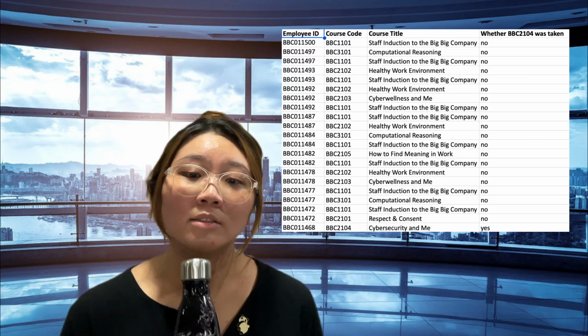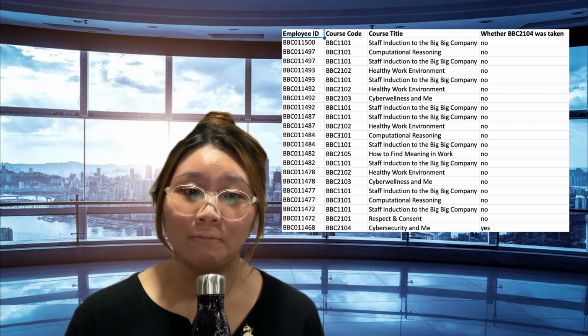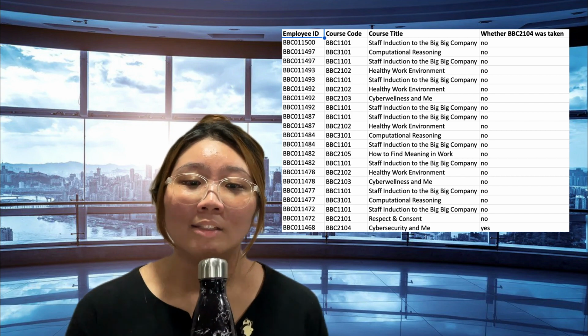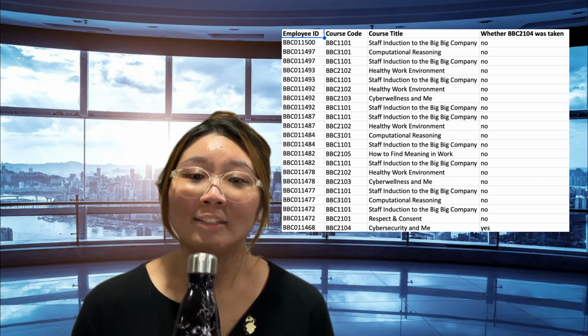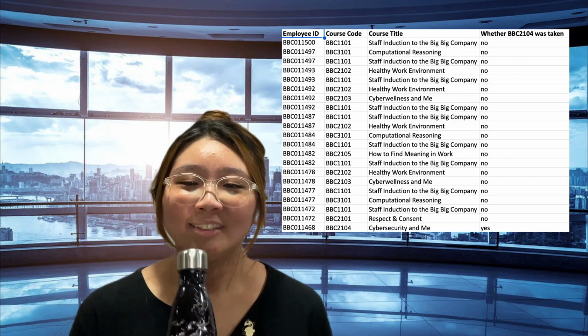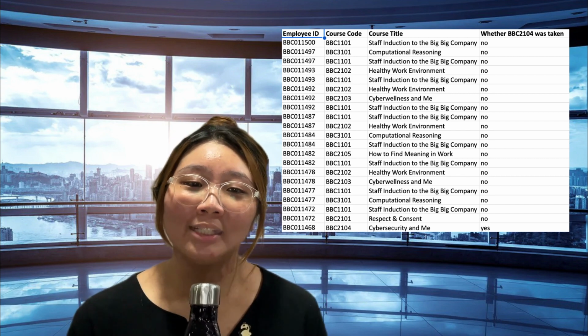We abstracted this column based on the attendance of the course. Yes, if they have taken the course before, and no if they had not. This abstraction allowed us to identify the staff who have taken this course before with more ease.